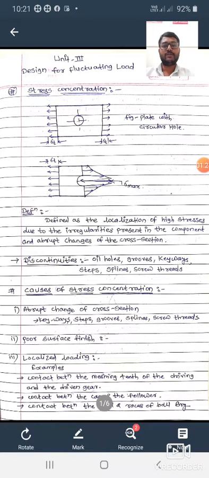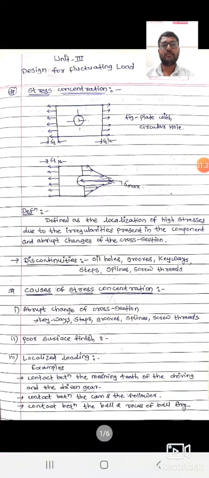Then students, the next important parameter is causes of stress concentration. What are the important causes due to which stress concentration occurs? So the first important parameter is abrupt change of cross section. This abrupt change of cross section is due to what? It is due to keyways present in the shaft, then steps, grooves, splines and screw threads found in the shaft.